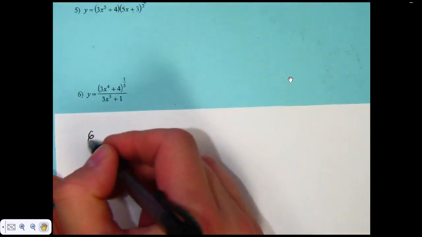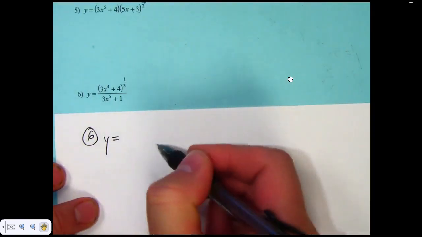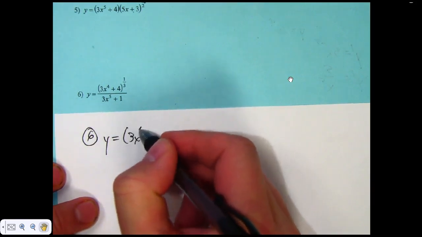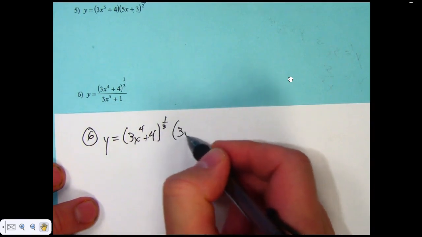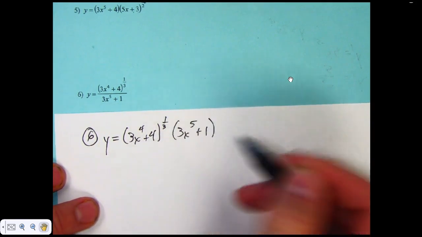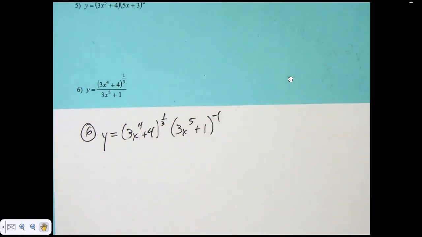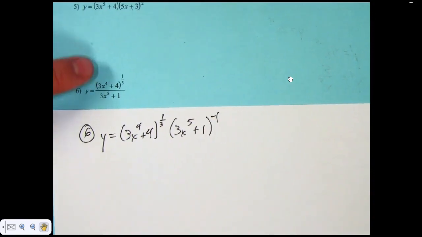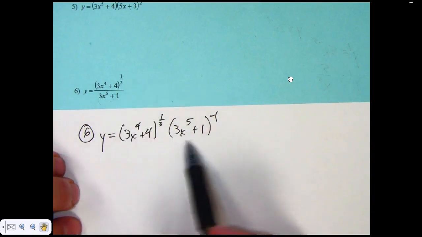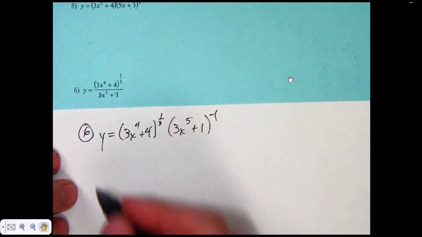Going on to number 6. First thing I would do would be to rewrite this. So this would be y equals 3x to the 4th plus 4 to the 1/3. I am rewriting this because chain rule and quotient rule do not go together well. So I see I need a chain rule here on top. As soon as I have chain rule, I don't want quotient rule involved because I'll get fractions on top of fractions. So I'm going to bring the bottom up and use product rule instead.